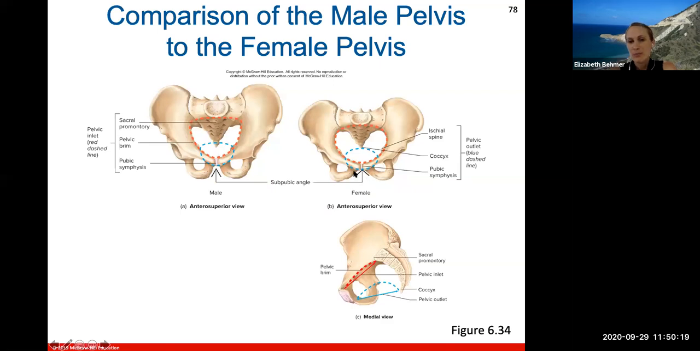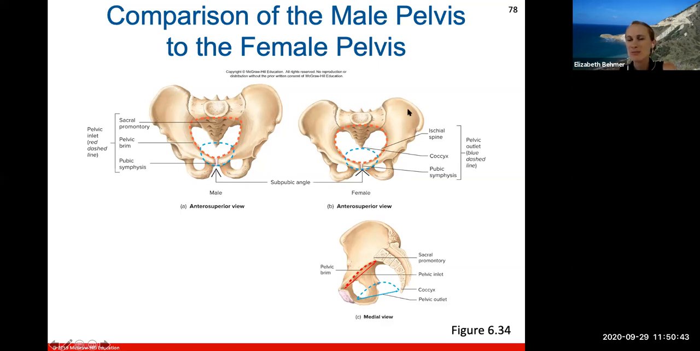Females have a wider subpubic angle for childbearing purposes. Males are more narrow. Also, you can see some other differences looking at the pelvis. This describes some of the pelvic inlet, which is shown in red. You can see the pelvic brim is just an area where a child were to go through if you are female.